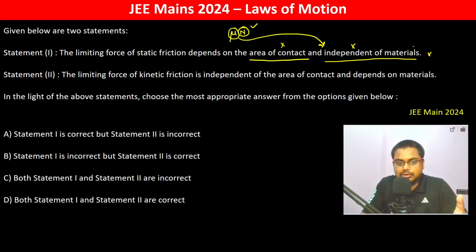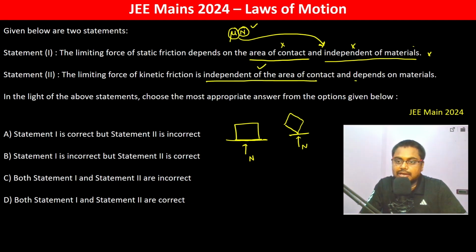Just like in toppling, so this is the N which is acting. Okay, but if we rotate it a little bit, the entire N is acting here, and the friction force will also be mu N only. So actually it does not depend on the area of contact, but it is dependent on materials. Limiting force of kinetic friction is independent, yes, and it depends on material, yes. So therefore statement 2 is correct, but statement 1 is incorrect, so therefore B is going to be the answer.